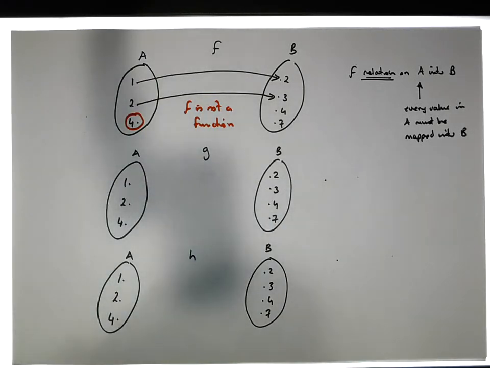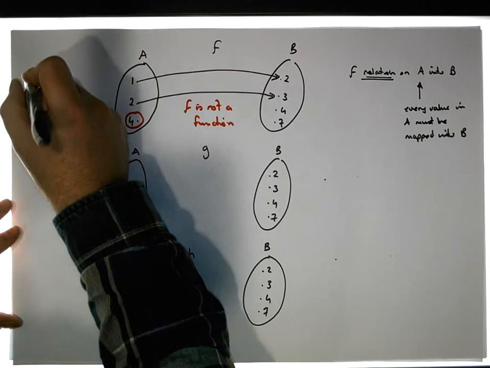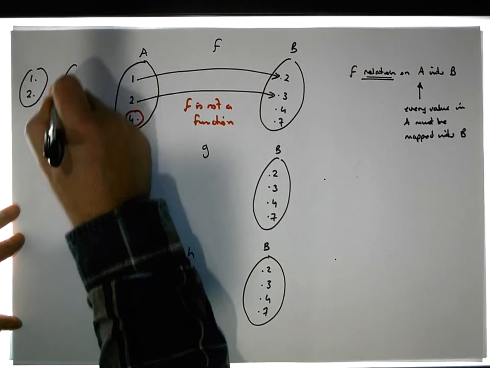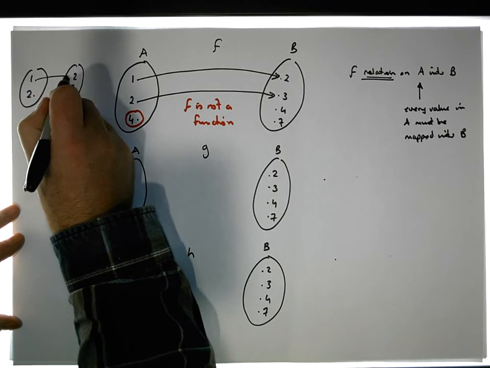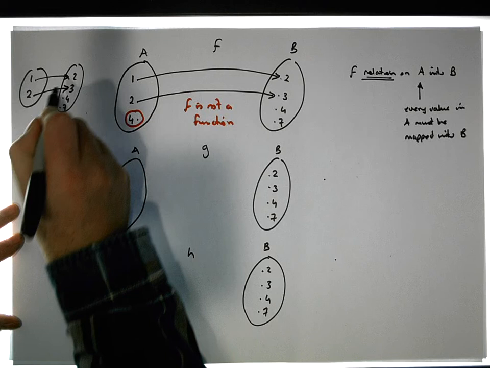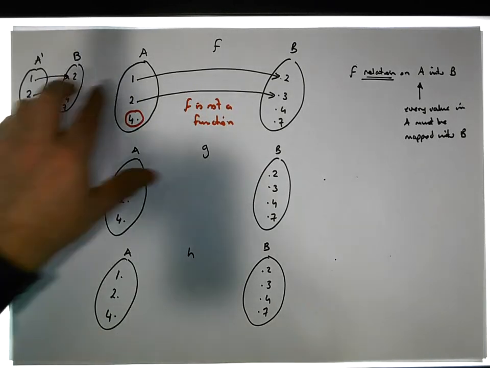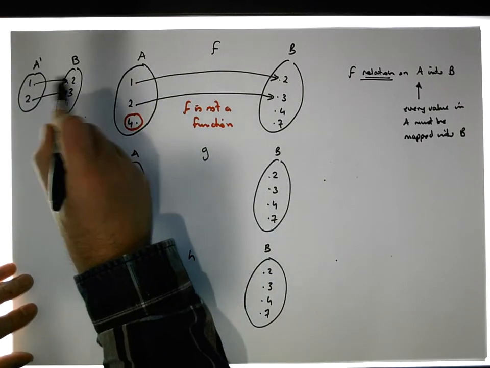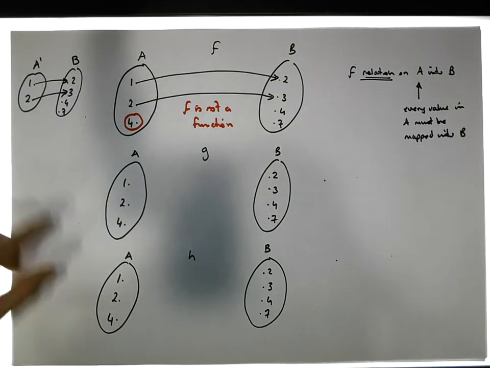F would be a function. Let's say I'll do a little small set. F would be a function if this set was 1 and 2, and this set was 2, 3, 4, and 7. 1 is taken to 2 and 2 is taken to 3. Let's say this is the set A prime and this is still the set B. If F was defined on this, every value in A prime is taken to a value in B. So this would be an example of a function.